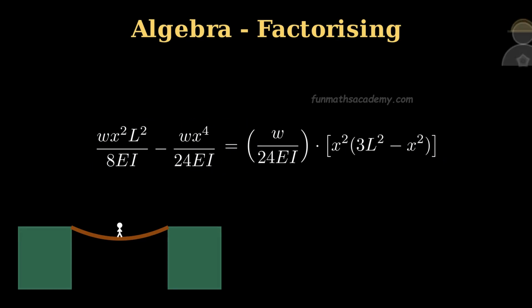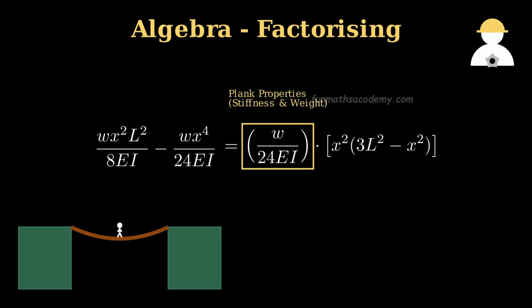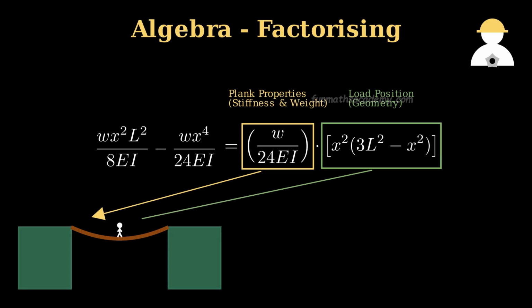Why do engineers do this? Because factoring separates the problem into easy pieces. The outside piece might tell the engineer about the wood itself, like how stiff or heavy it is. The inside piece tells them about the geometry, like exactly where you are standing on the bridge.